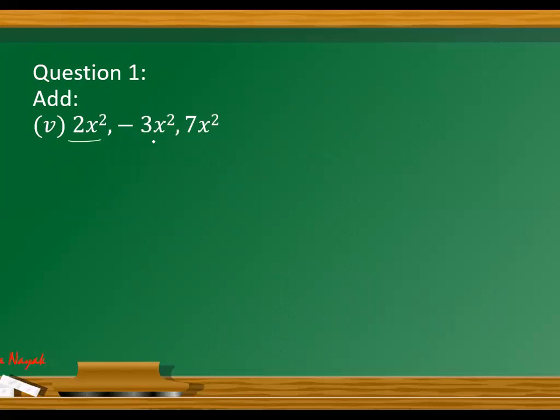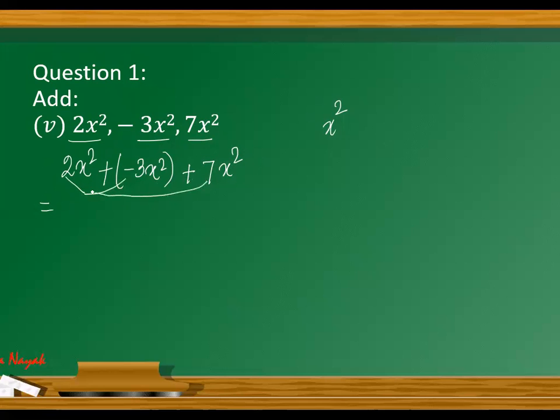Next, 2x square, minus 3x square, 7x square. So all are like terms because they have x square variables. So put an addition sign, minus 3x square. Please note how I am writing the negative terms. Negative will always be put in the bracket. So next I'll take the numerical values 2 minus 3 and 7. So 2 minus 3 plus 7. Then I'll write x square. 2 minus 3 is minus 1 plus 7, it will be 6x square.